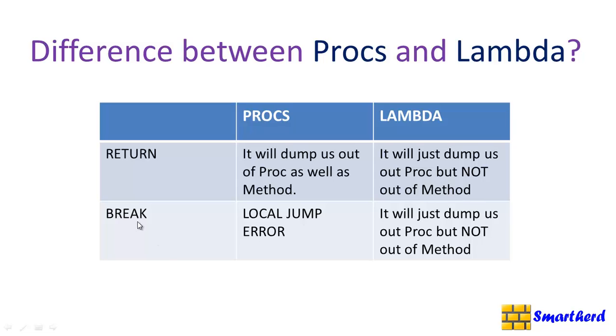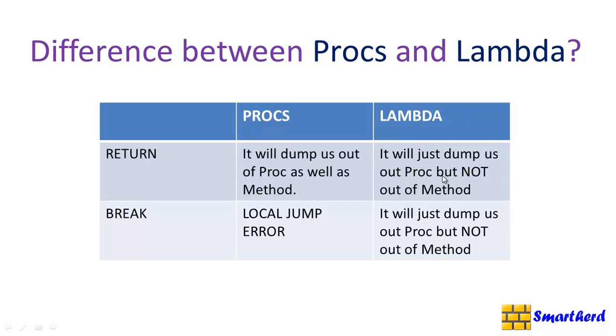Now in case of break in procs, it will show a local jump error because of lack of iteration, and in case of lambda in break, it will just dump out of proc but not out of method. It is same as in case of this return statement in case of lambda.